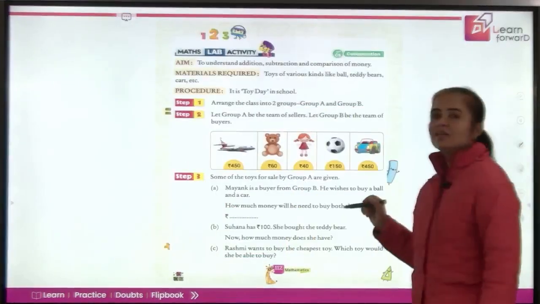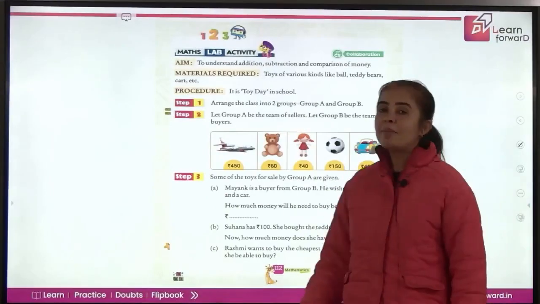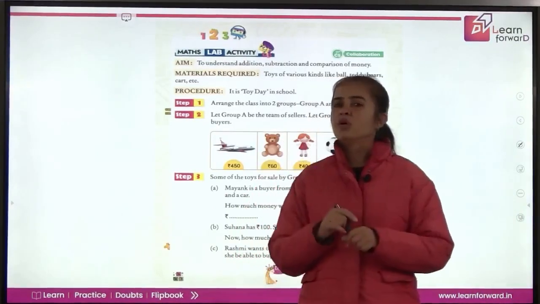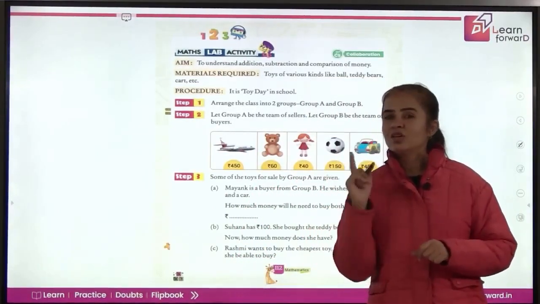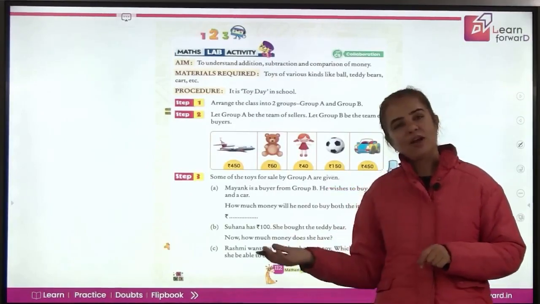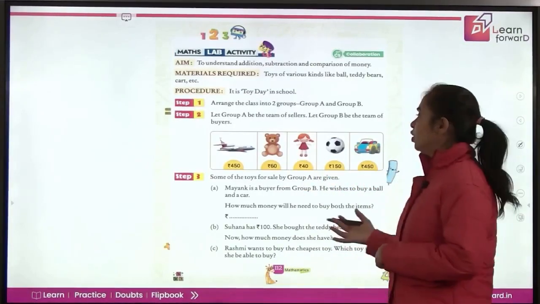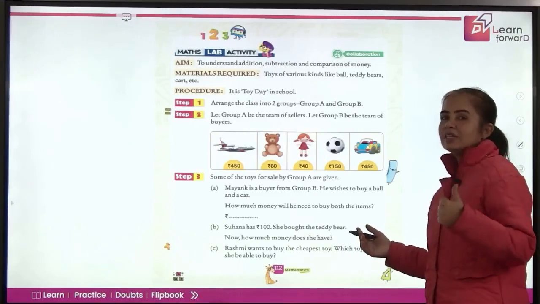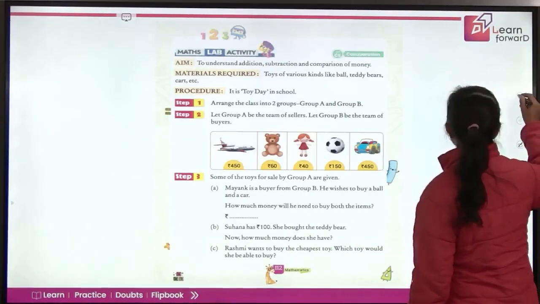and make your own pizza on the chart. Now, here's a lab activity for you to explore money more with your teacher and your friends again in your maths lab. So, have fun doing this activity and get more exposure to money.